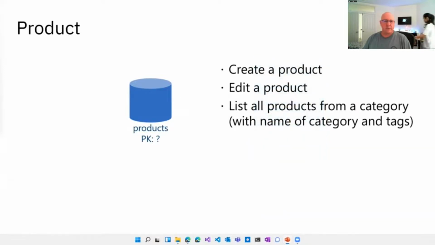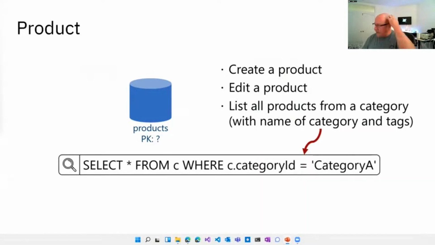Next, let's figure out a good partition key for this guy. We want to look at the operations on here. Of course, I want to create a product. I want to edit a product. But the operation that's going to be run very often is we want to list all products from a category. And not only that, but we also want to show the name of the category within there and all the tags. So this is going to be our query. Select star from C, where C.categoryId equals, say, category A within there.